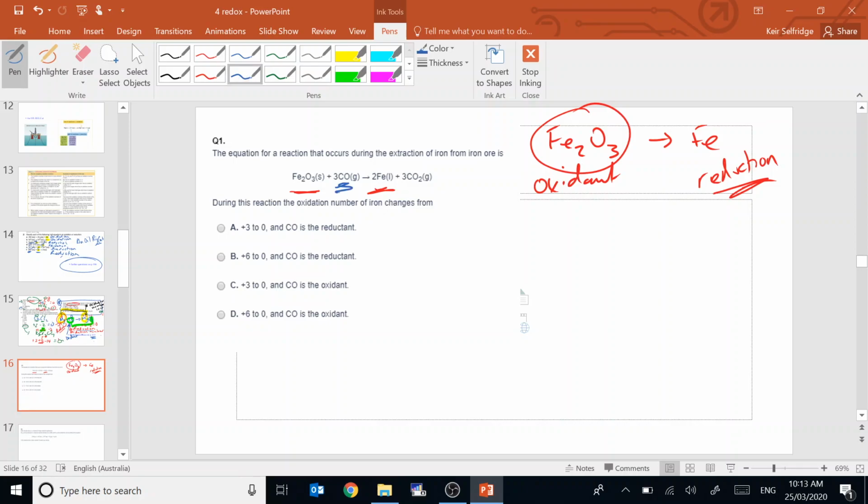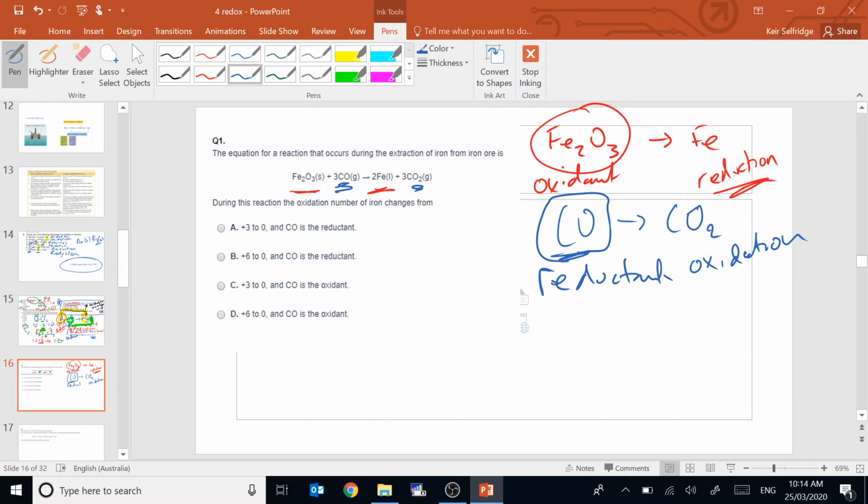If I look at the CO, it turned into CO2. Given that, oxygen got added onto it. That's what we called oxidation, and still do call oxidation. If this was oxidation, then this thing here would be the reductant.